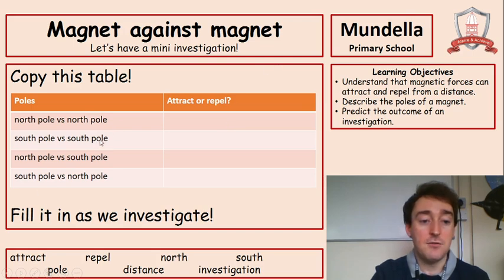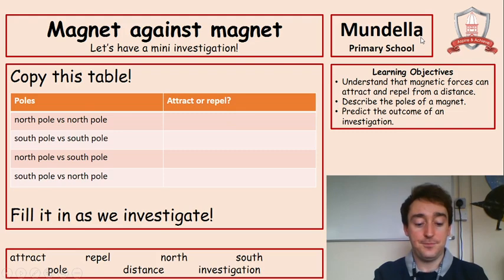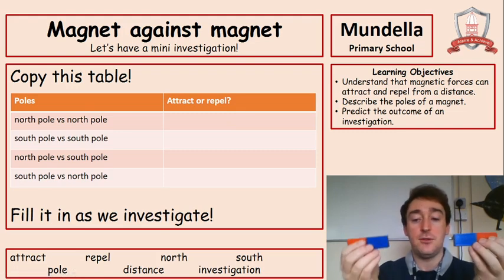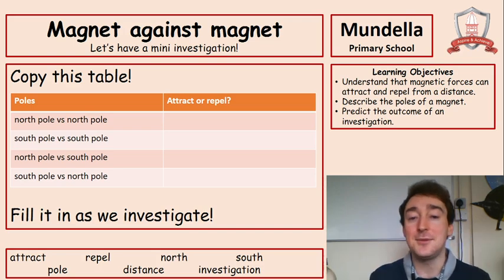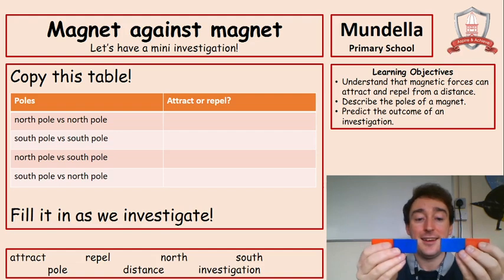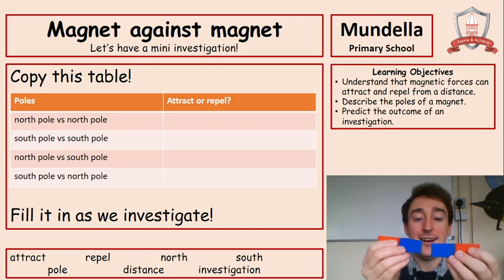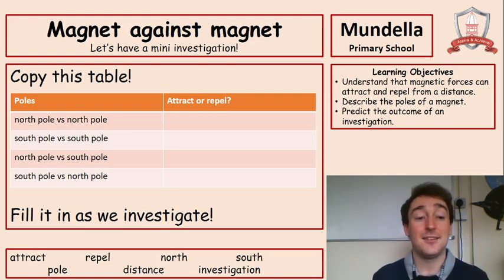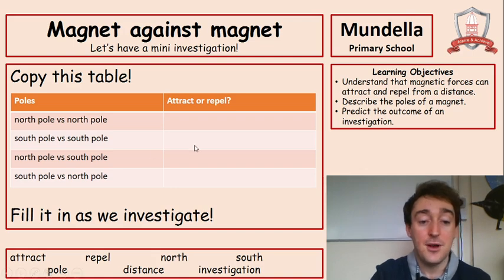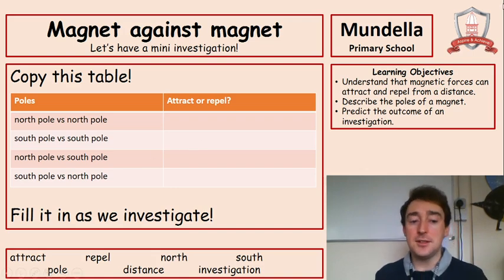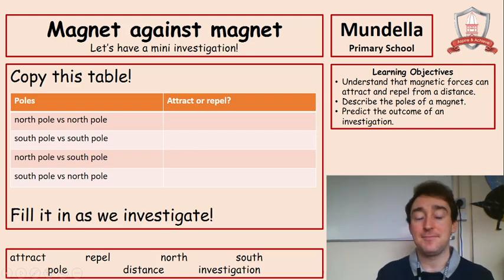Next we have South Pole versus South Pole. Okay, those are the two blues. Let's see what happens. What do you think will happen? Let's find out. Yeah, they're the same, they're repelling. I can't put them together unless I really tried, and then even then, I can't. So, South Pole versus South Pole, repel. Now what do you think will happen with the other two?